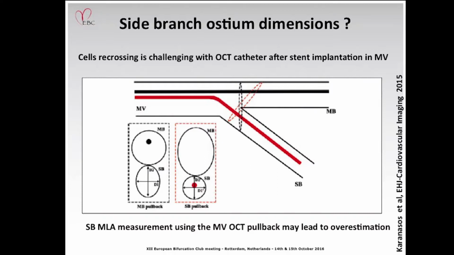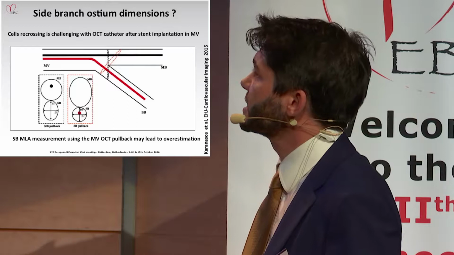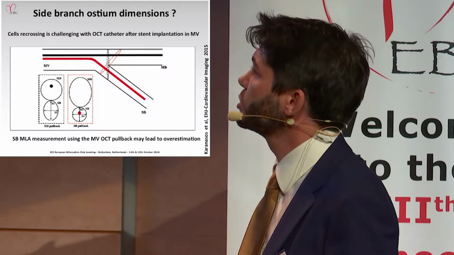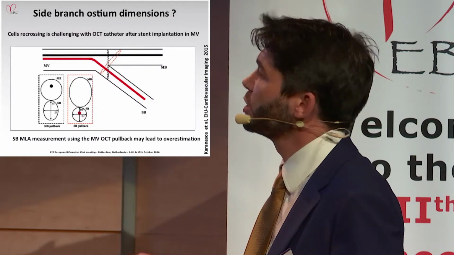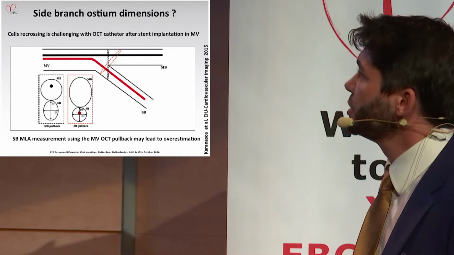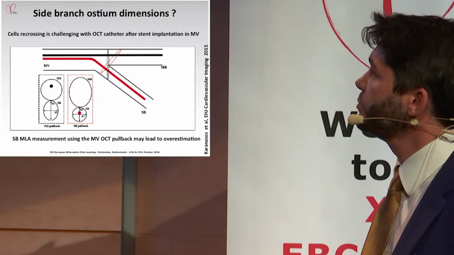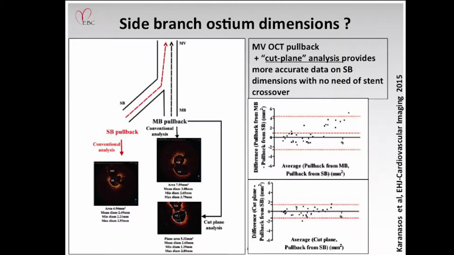Can we also assess the side branch ostium dimension? This is very tricky to do with angiography because most of the time there are eccentric images and it's quite difficult to have the correct dimension. So the best way would be to perform an OCT pullback from the side branch to the main vessel, which can really give you the real dimension. But unfortunately, after putting in a stent, this is much more difficult to do, and recrossing the stent with an OCT guide or without doing any predilation is very difficult.